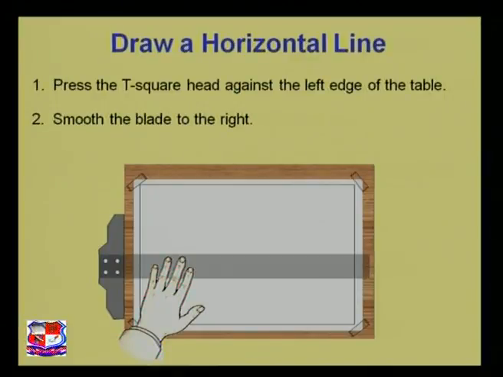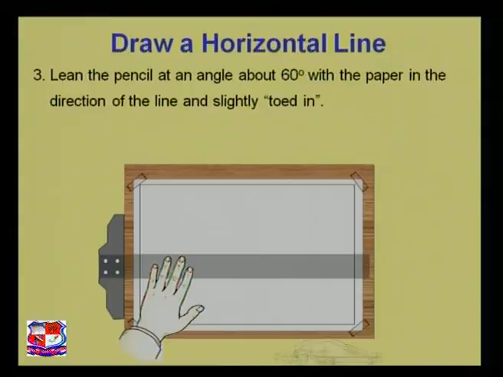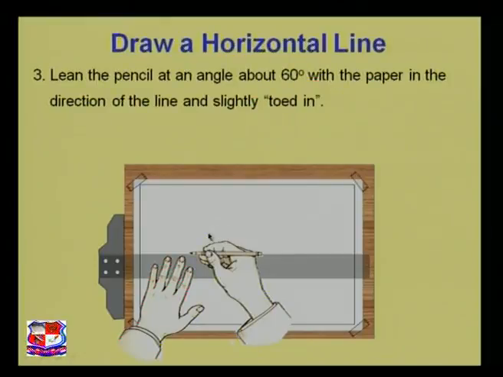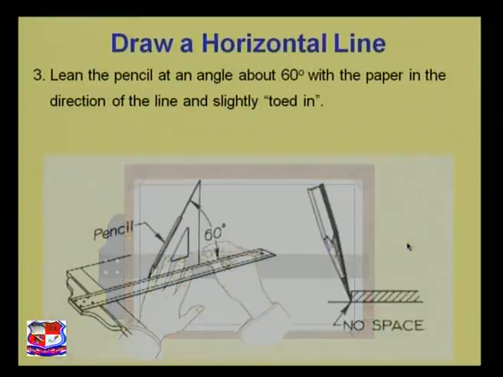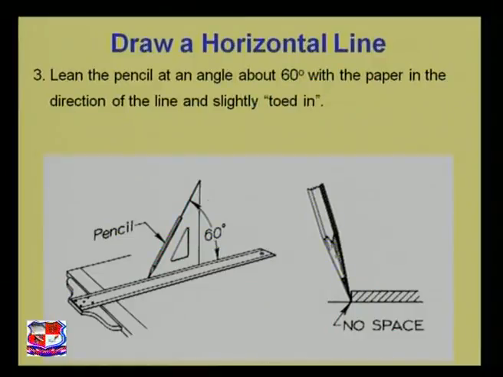Now what are you going to do? Lean the pencil at an angle of about 60 degrees. Hold the pencil at around 60 degrees, as you can see over here, and draw a line like this. Lean the pencil at around 60 degrees with the paper in the direction of the line and slightly tilt it. As you can see, no space should be there between the T-square head and the lead to draw a horizontal line.